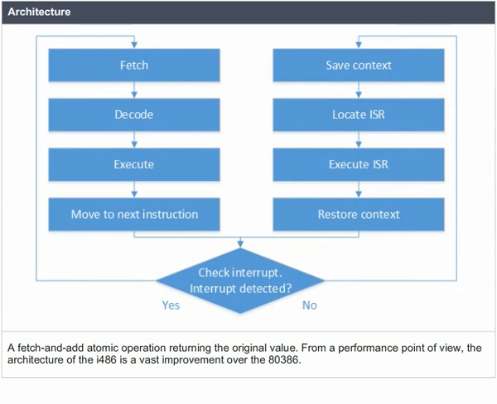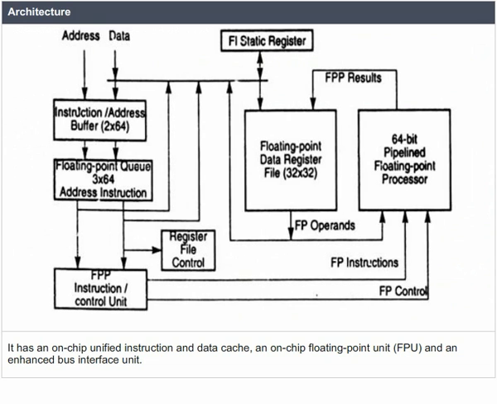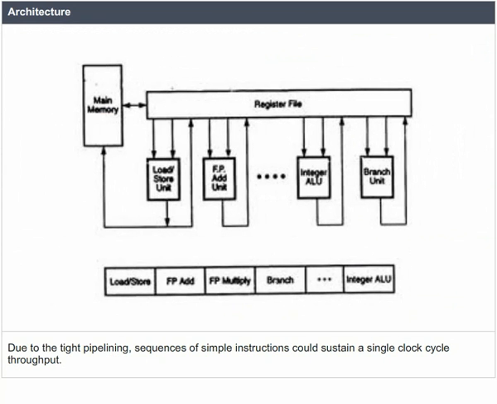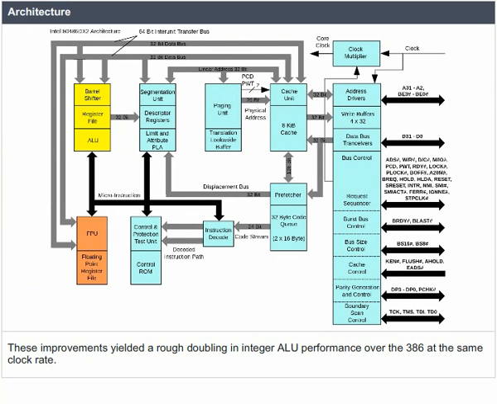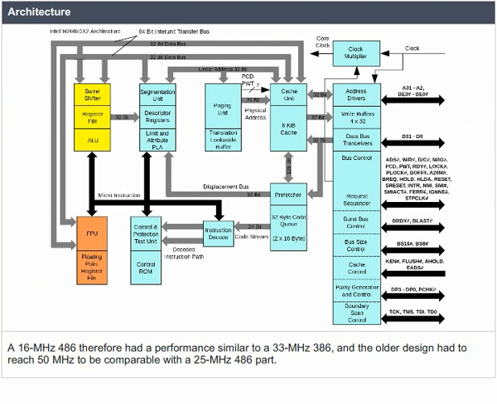From a performance point of view, the architecture of the i486 is a vast improvement over the 80386. It has an on-chip unified instruction and data cache, an on-chip floating point unit (FPU), and an enhanced bus interface unit. Due to the tight pipelining, sequences of simple instructions could sustain a single clock cycle throughput. These improvements yielded a rough doubling in integer ALU performance over the 386 at the same clock rate. A 16 MHz 486 therefore had a performance similar to a 33 MHz 386, and the older design had to reach 50 MHz to be comparable with a 25 MHz 486 part.